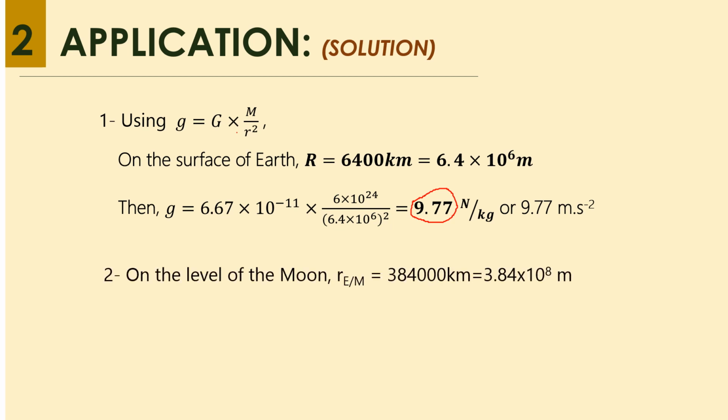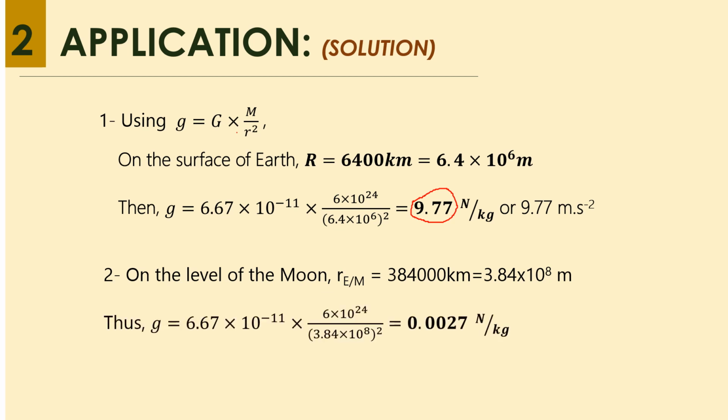If we continue to part 2, in which we calculate the gravitational field at the level of the Moon, first we convert the radius from kilometers to meters, and replace in the equation to get g equals 0.0027 Newton per kilogram. Pretty small value. However, if you multiply this in the equation W equals m times g by the mass of the Moon, it's going to yield a huge value of force, which is the force that's pulling the Moon towards Earth.